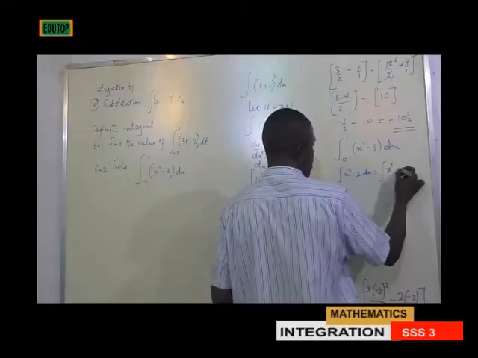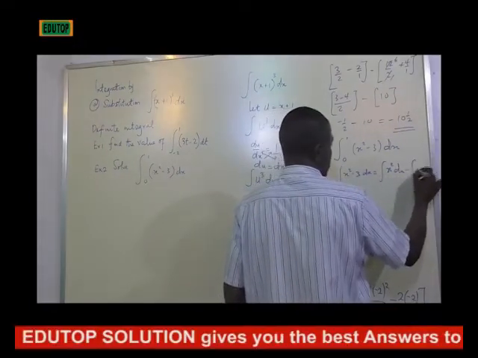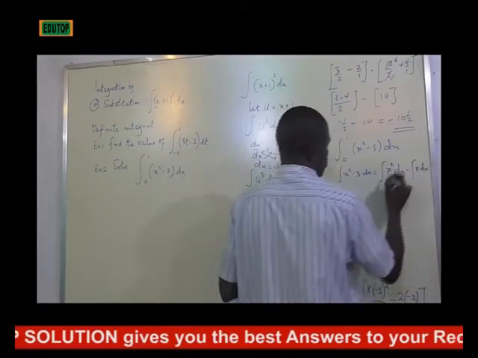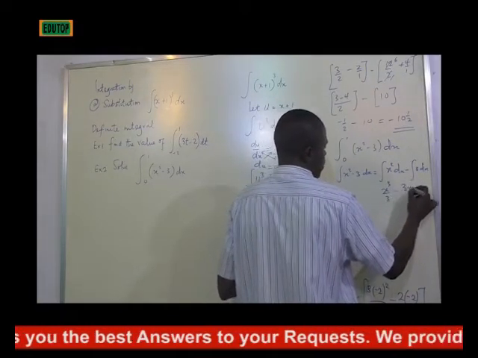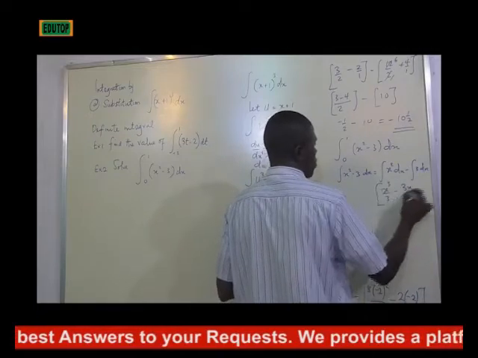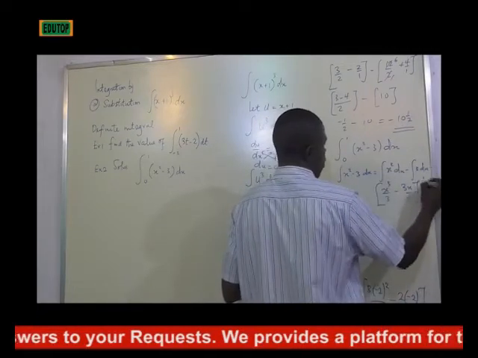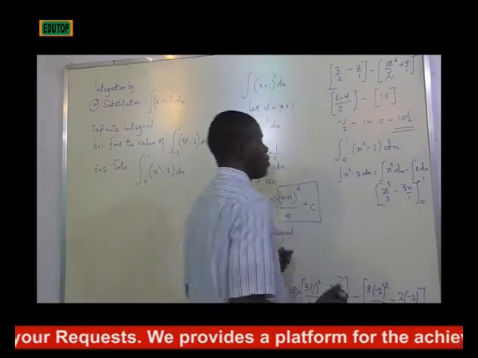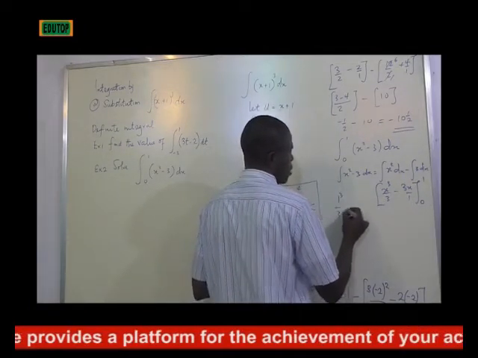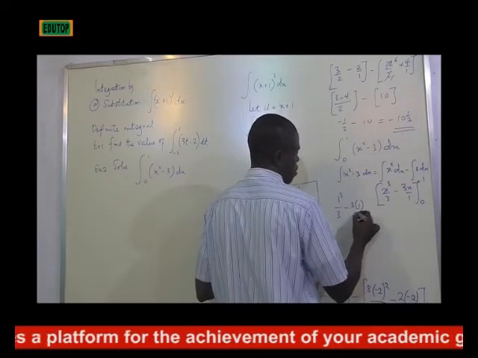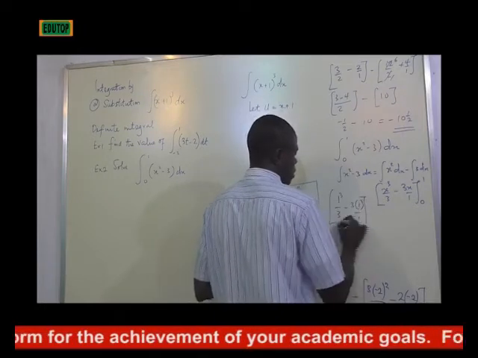Integral of x squared dx minus integral of 3 dx. So this one will give us x cubed over 3 minus 3x over 1. Then we now impute our upper and lower limits. So in the case where your x is 1, you have 1 cubed over 3 minus 3 into 1 over 1. That's the first case.